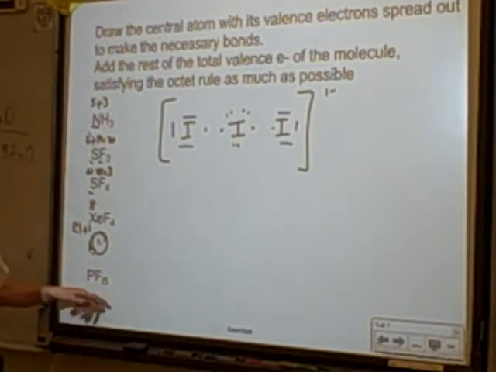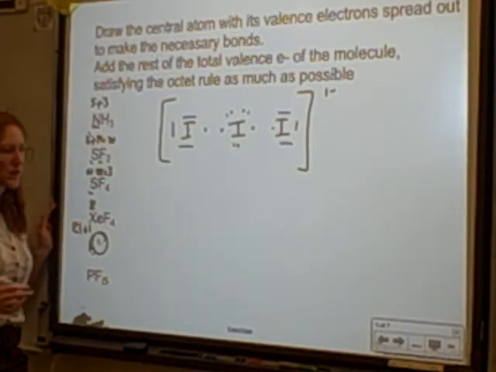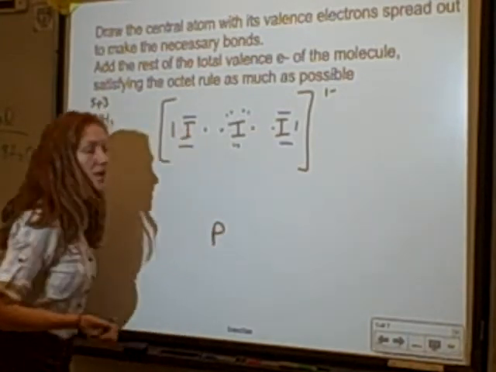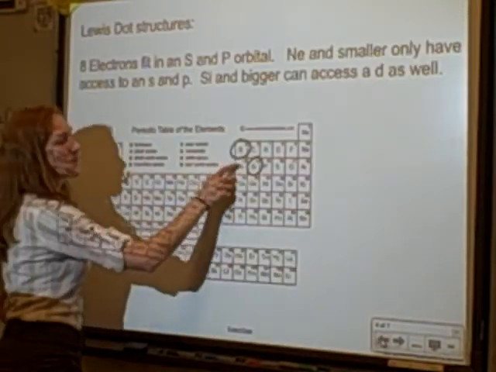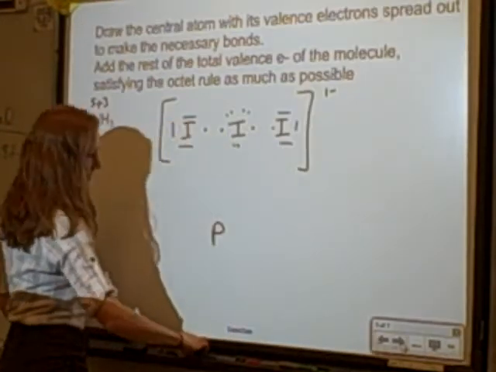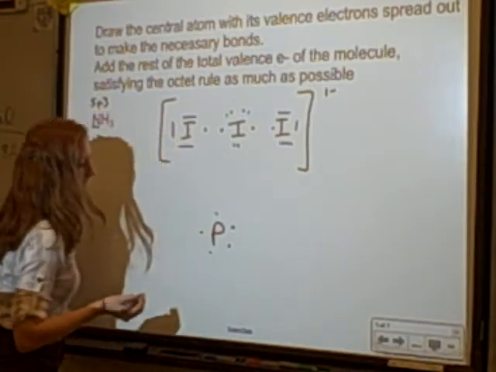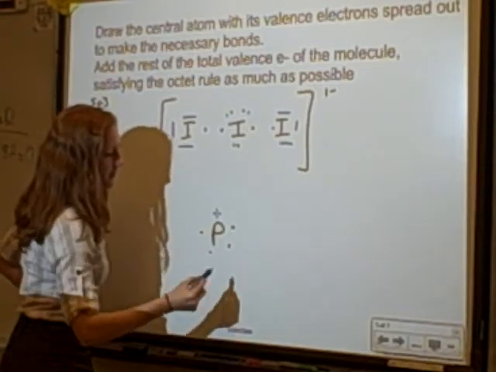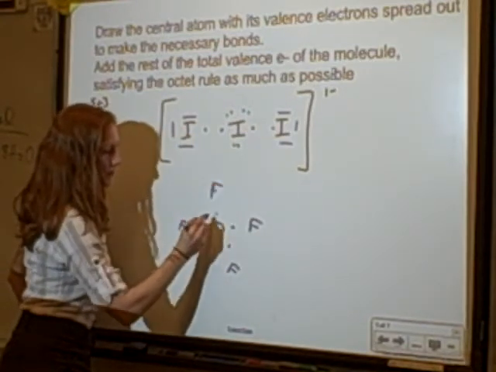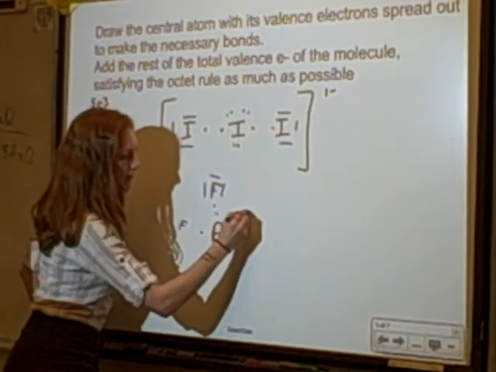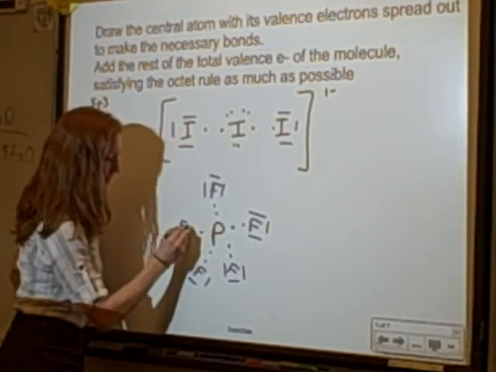One more. PF5. So, phosphorus making 5 bonds. Anything making 5 bonds is breaking the octet rule. This is clearly breaking the octet rule. Phosphorus, if you look on the periodic table, has 5 valence electrons. Okay, I'm going to spread those 5 valence electrons out, leaving them available for bonding, like that. And I'll put a fluorine on each one of those. So here you go. Every fluorine brings 7 valence electrons with it. So here, each fluorine is surrounded by 8 valence electrons. So all the fluorines are following the octet rule.